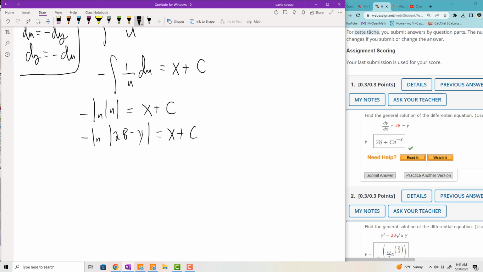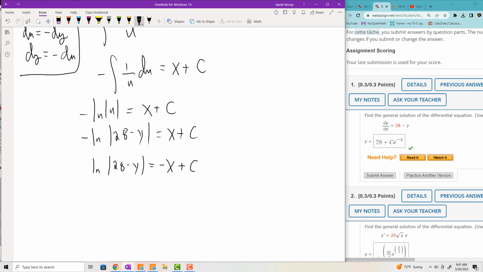So I'm going to multiply both sides by a negative 1. So I'll have ln of the absolute value of 28 minus y. And I'll show you here in a second why I didn't want to just do it the other way. Okay. So on the other side I have negative x. And then technically it's minus c. But you can always just write plus c, because it doesn't really matter if it's negative or positive. Okay? And it's like what I was saying before, it absorbs all constants.